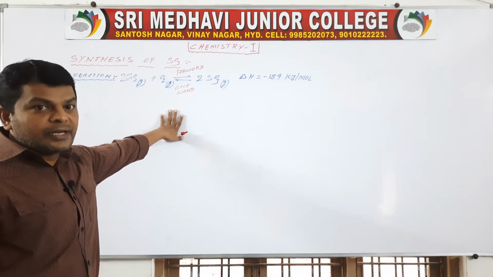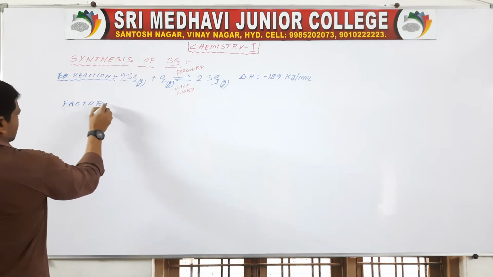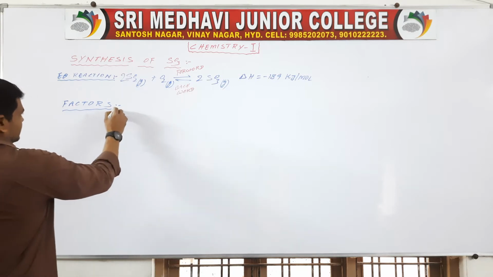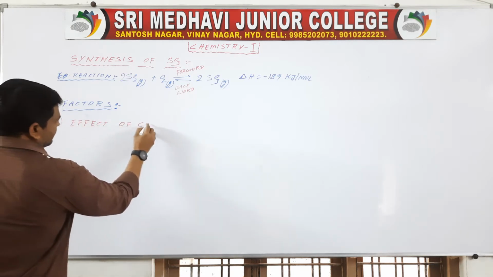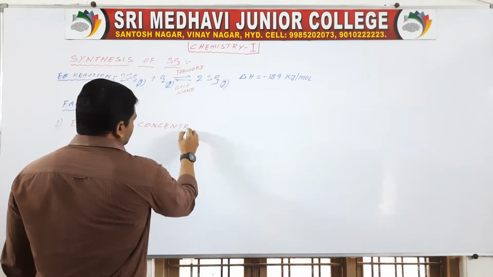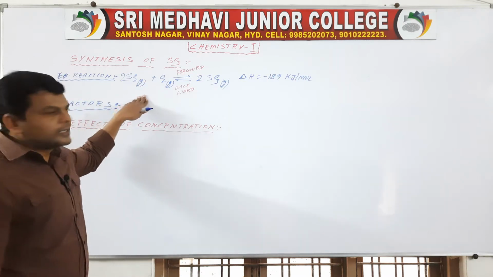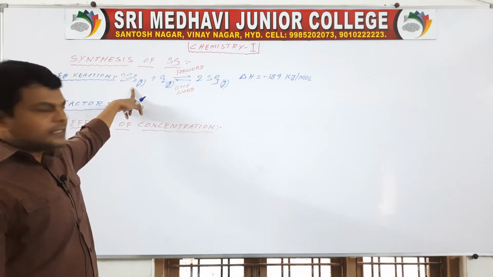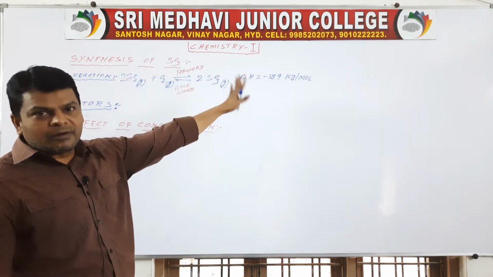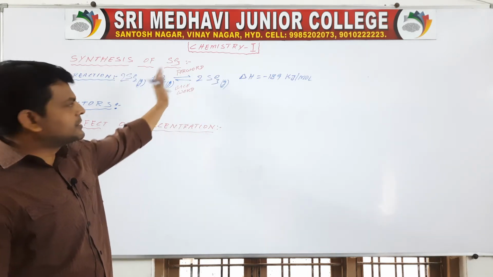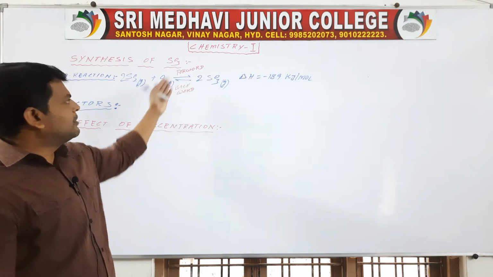Now we are discussing the influencing factors on the synthesis of sulfur trioxide. The first one is the effect of concentration. High concentration favors the forward reaction. If we increase the concentration of SO2 and O2, which form sulfur trioxide, the equilibrium position shifts in the forward direction, so sulfur trioxide is formed. By continuous removal of sulfur trioxide, the forward reaction takes place.